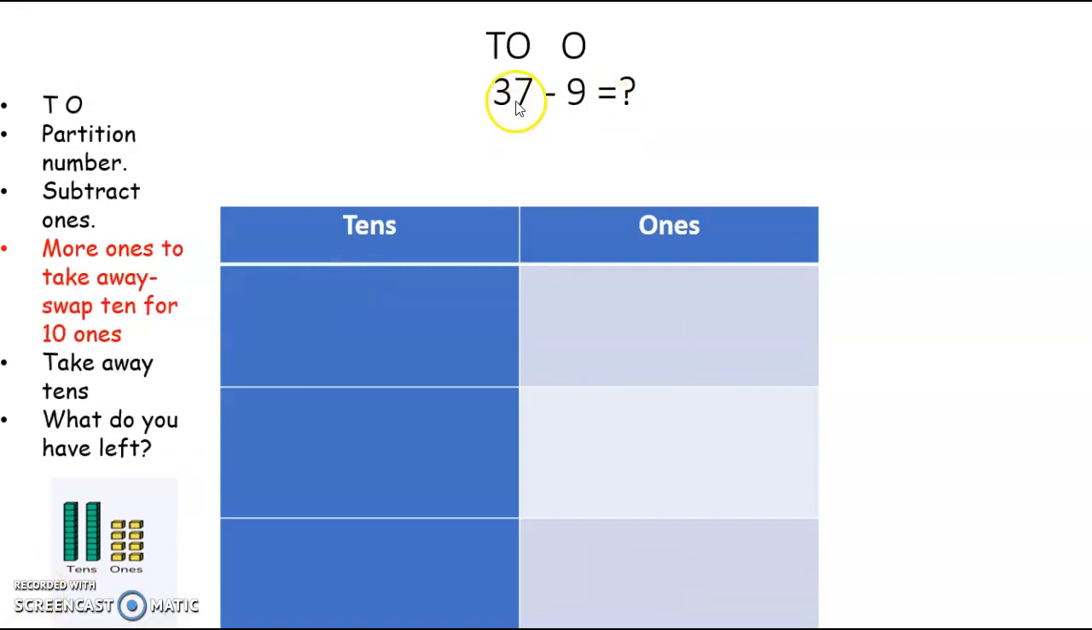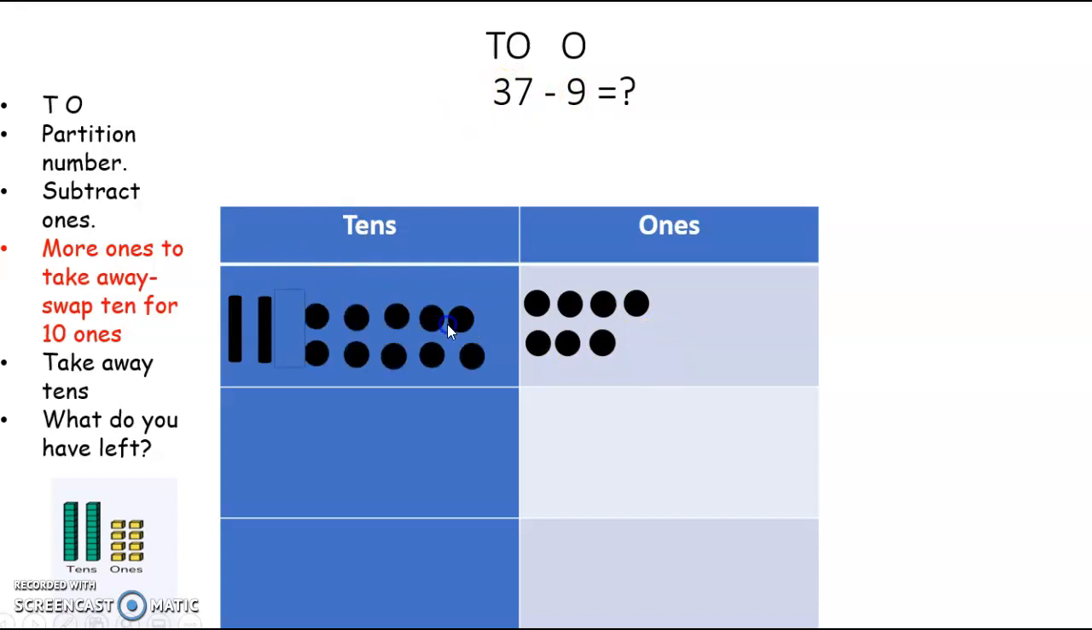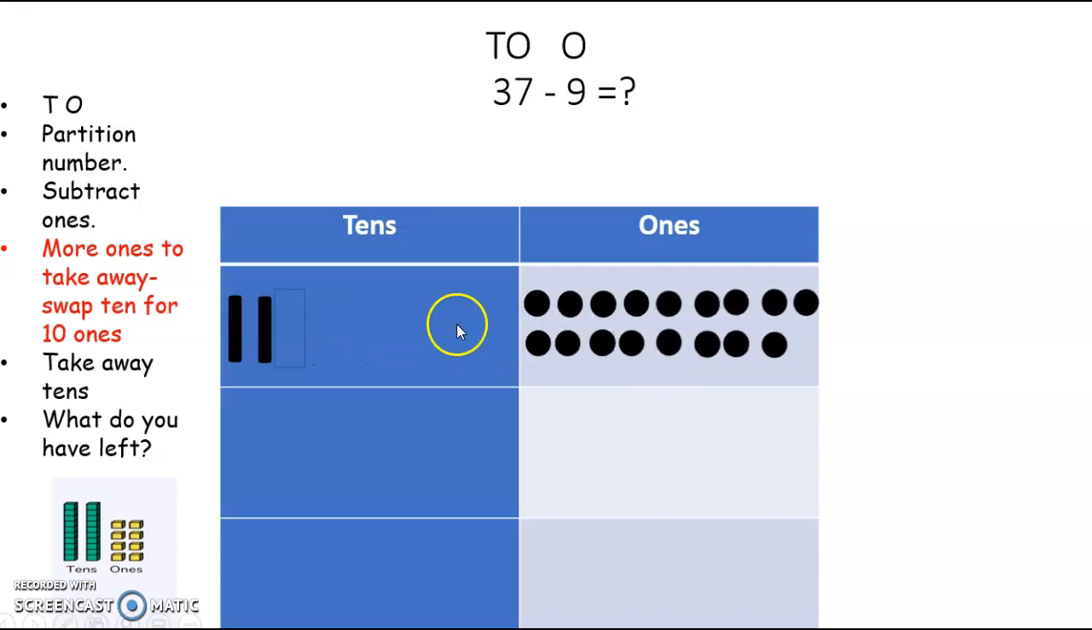We then have the sum 37 take away 9. Now we're going to partition 37 into tens and ones. So we have 7 ones and 3 tens. Now we can't take away the ones because 9 is greater than 7. So we're going to have to borrow one of the tens, use 10 ones and put them across here. So now we can take away the 9.